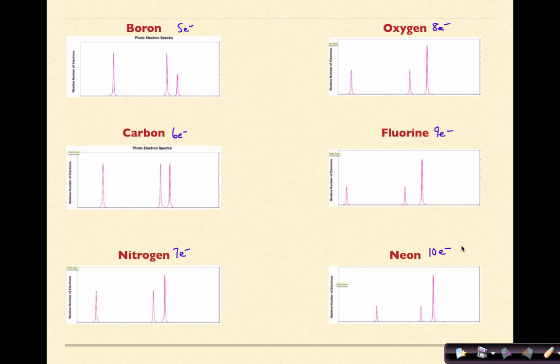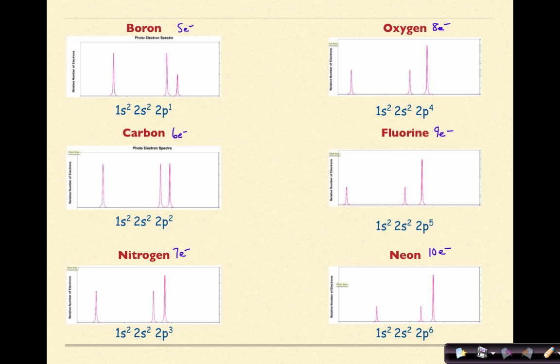Thus, the electron configuration for a boron atom must be 1s2, 2s2, 2p1. The carbon atom must be 1s2, 2s2, 2p2. The nitrogen atom is 1s2, 2s2, 2p3. Oxygen is 1s2, 2s2, 2p4. Fluorine is 1s2, 2s2, 2p5. And finally, the neon atom is 1s2, 2s2, 2p6.